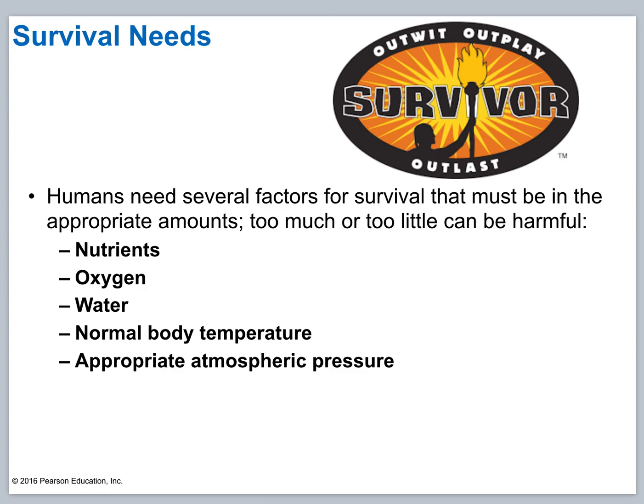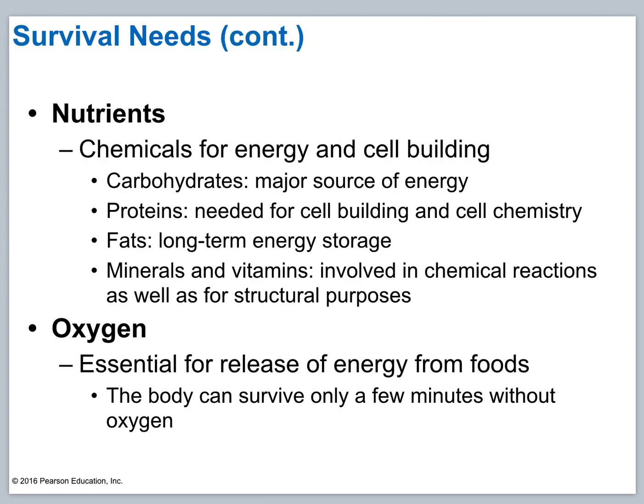Now, what are some survival needs for the human body? The human body needs several things for survival, without which survival would be difficult. First of all, there are nutrients. Nutrients are needed for chemical energy, for building cells, and for growth. The chemicals come in the form of carbohydrates, proteins, or fats, or minerals and vitamins.